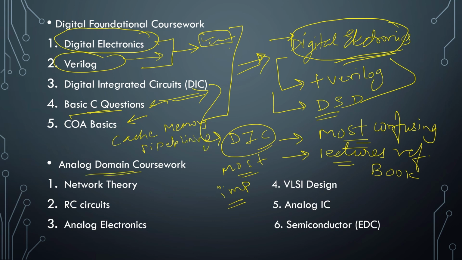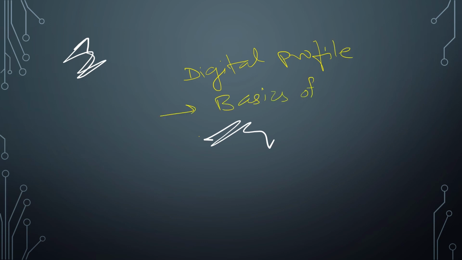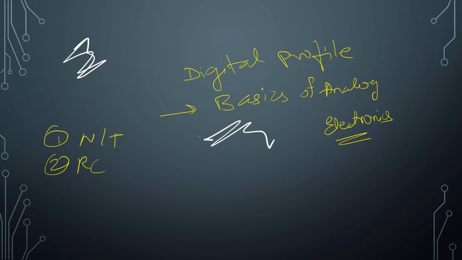Then we'll go with the analog domain. I already told you that in a VLSI interview, even if you are going for the digital profile, you need to know the basics of analog electronics. The basics of analog electronics first include your network theory, then your RC network, then analog electronics, which you have studied in your B.Tech and your GATE exam also.